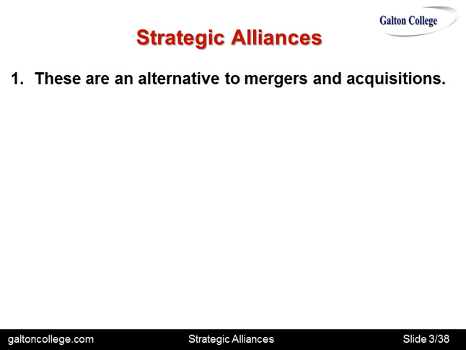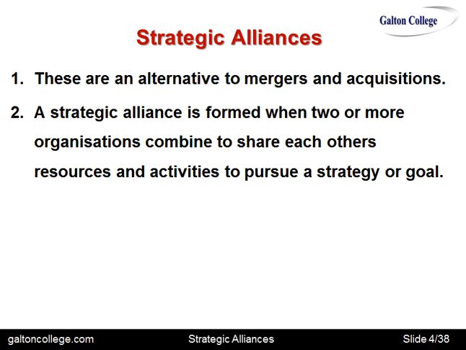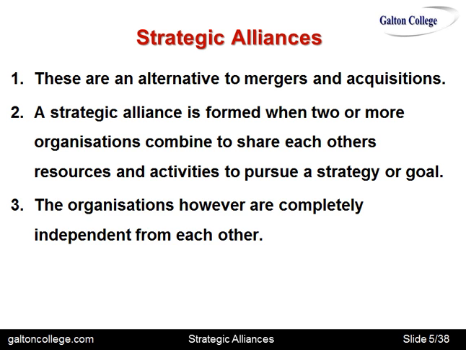So strategic alliances are an alternative to that. A strategic alliance is formed when two or more organizations combine to share each other's resources and activities to pursue a strategic goal. So an alliance is when companies come together to share resources, but they don't merge. They're still two independent companies. They're just sharing resources to cut costs and help them compete. The organizations, as I say, are completely independent of each other. It's simply a way of sharing resources.